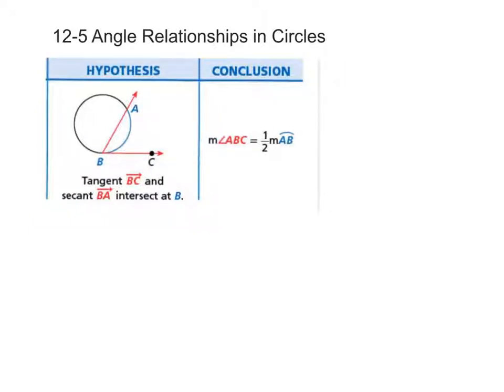We're drawing a rectangle. This is 12.5, angle relationships in circles. For this first circle, we have a tangent line and a secant line.